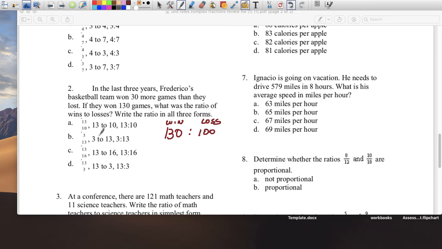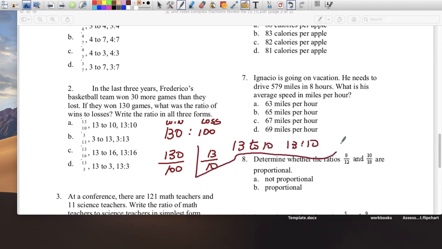But again, if you look at all our multiple choices, none of it matches, and we have to simplify this. So let me write this as a fraction. 130 over 100, divide top and bottom by 10 is 13 over 10. So we're going to look for 13 over 10, 13 to 10, and 13 colon 10. Those are the 3 that we want to look for in simplified form. Do we have any of that? One of them should match. 13 to 10, letter A. Okay.